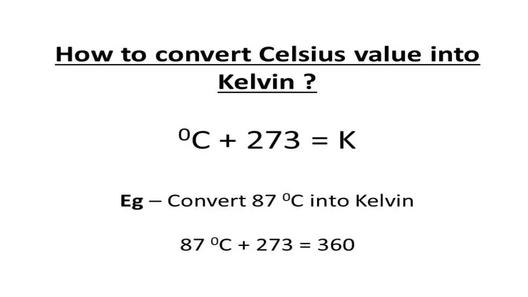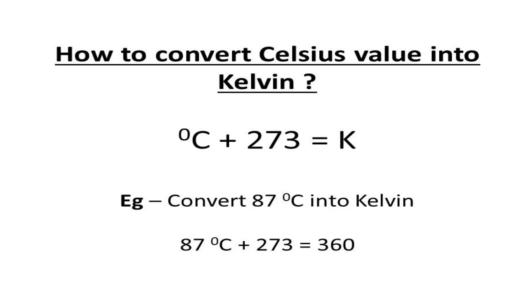Let's learn how to convert a Celsius value into a Kelvin value, because in our O-level exams we have to convert Celsius values into Kelvin and Kelvin values into Celsius. First of all, let's look at how to convert a Celsius value into Kelvin. So this is the formula: Celsius value plus 273, then we will be able to get the answer in Kelvin.